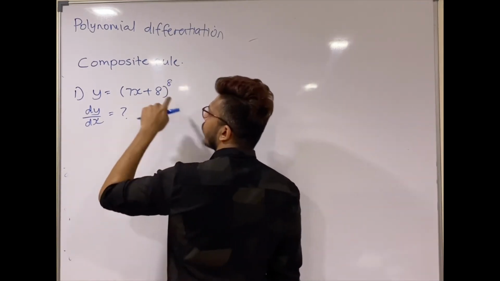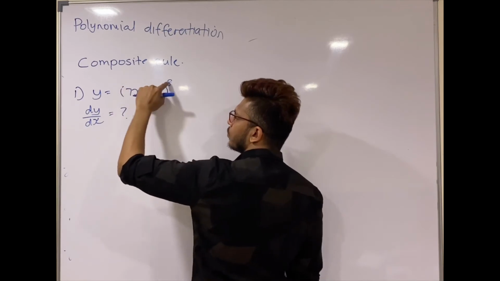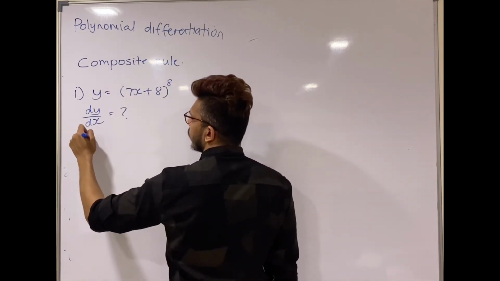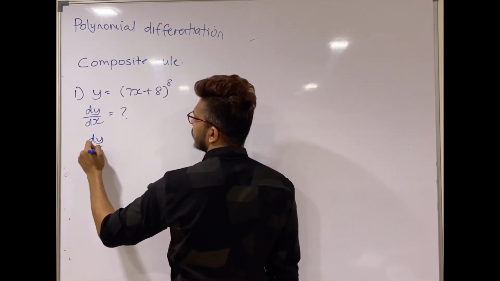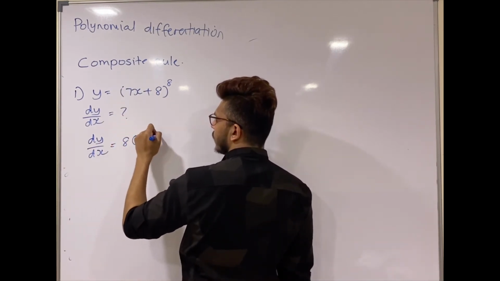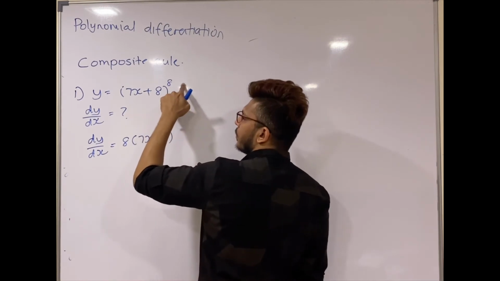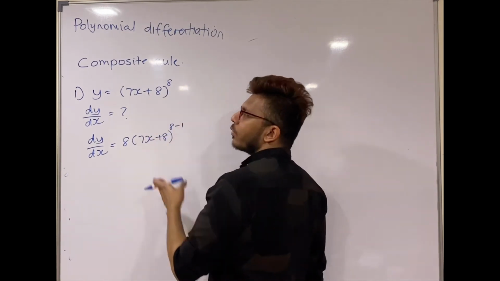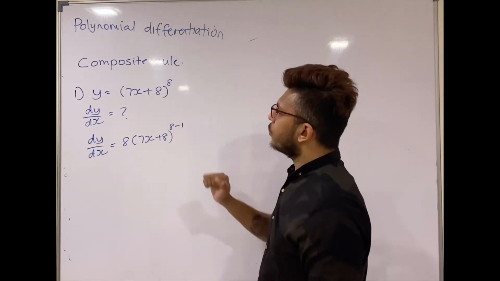First, what you're going to do, you're going to differentiate the entire term. So bring the 8 in front. Your dy/dx is going to be 8. In the bracket, write back whatever it is. And then 8 minus 1. Just like how, if it's a term, you do that. The same way you're doing it here.